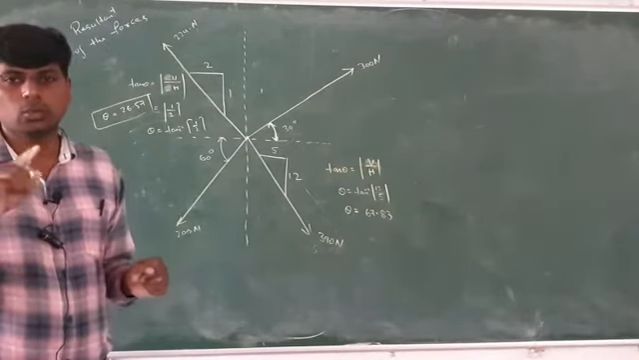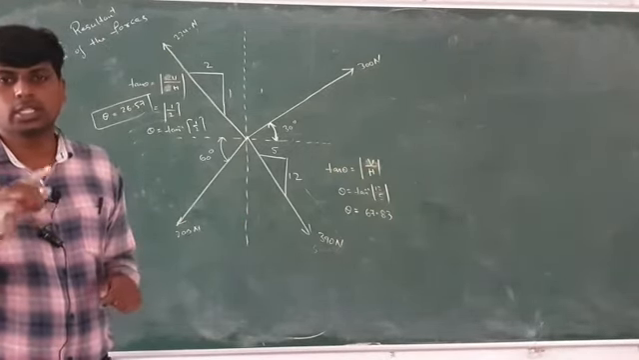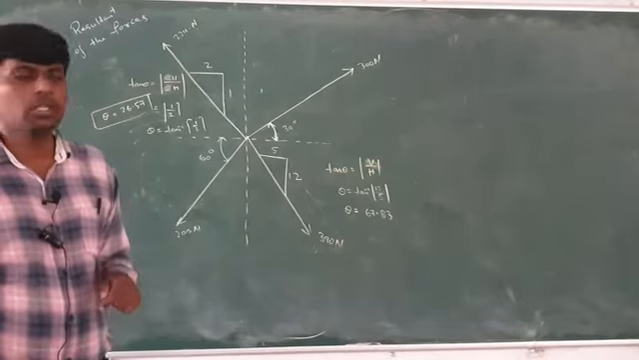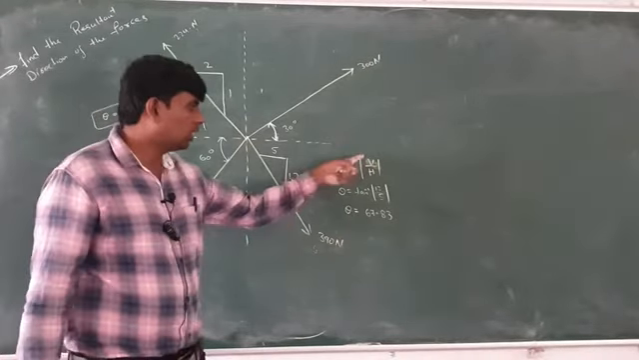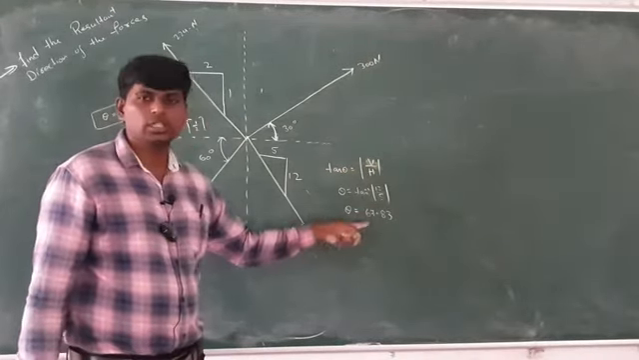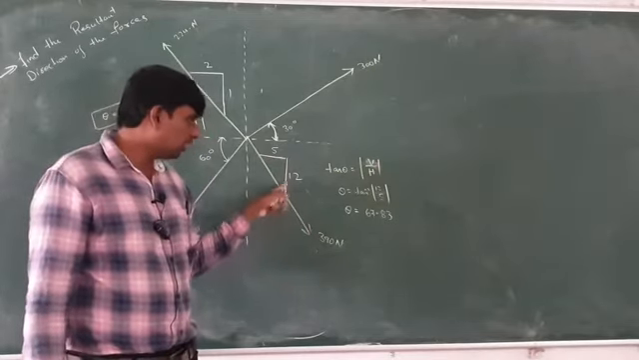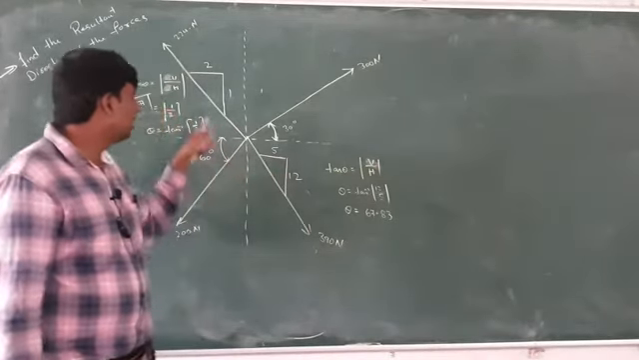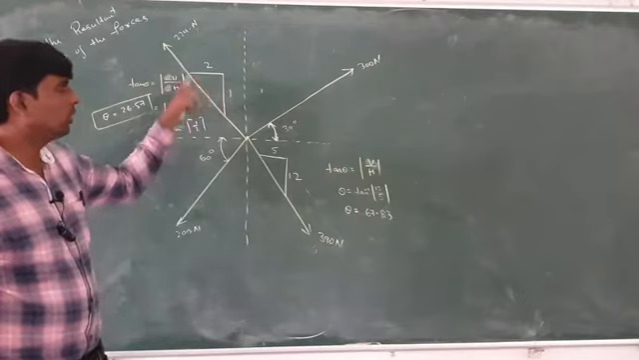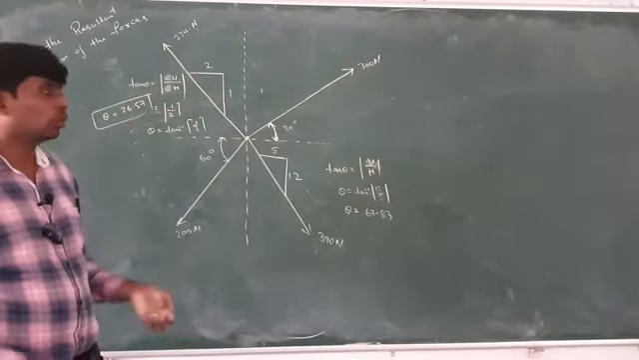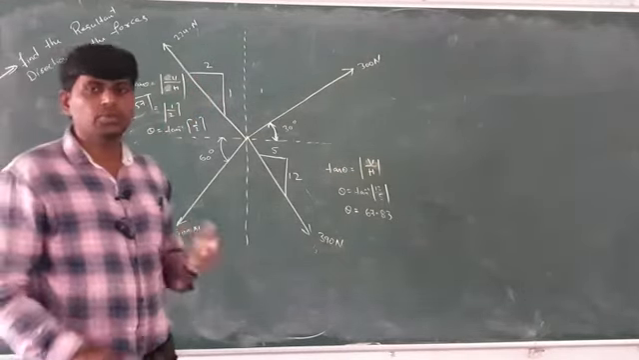Whenever boxes or triangles like this are given, you have to find it like this. Tan theta is equal to vertical by horizontal. This is vertical, this is horizontal. The straight one is the vertical and this one is the horizontal. First you have to find this. After that you have to decide which method you have to apply.